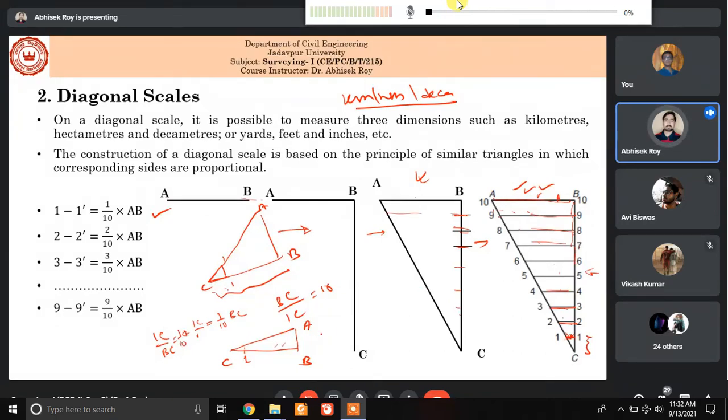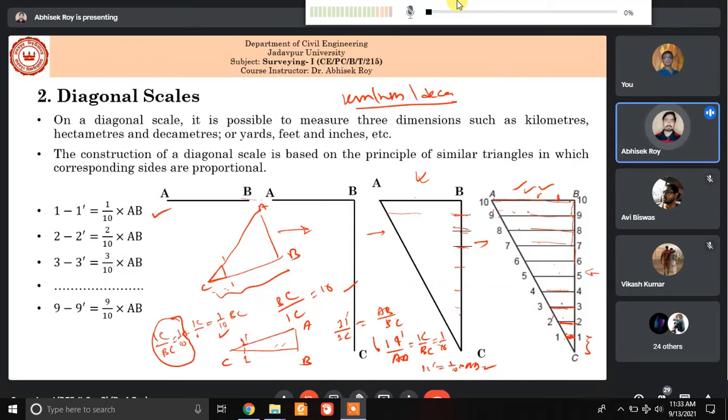Now from this equation also we can write, this is 1 1 dashed. So 1 1 dashed by 1C, that is perpendicular by base, will be equal to AB by BC, right? Because of the similar triangle. Now 1 1 dashed by AB, from this equation we can write 1C by BC. 1C by BC you already know, that is 1/10. So 1 1 dashed also will be 1 by 10th of AB, right? That means this smaller part will be 1/10 of this AB.